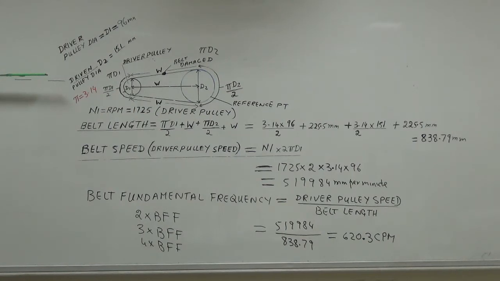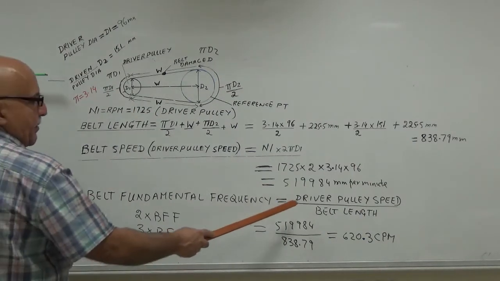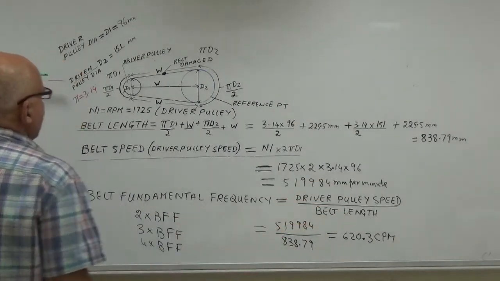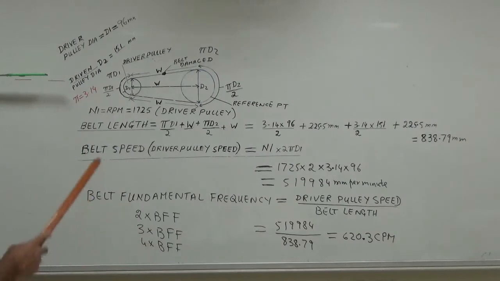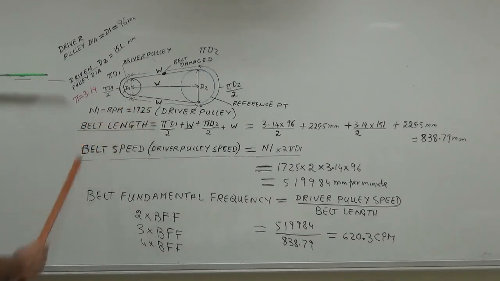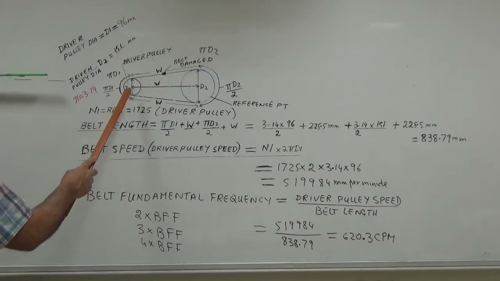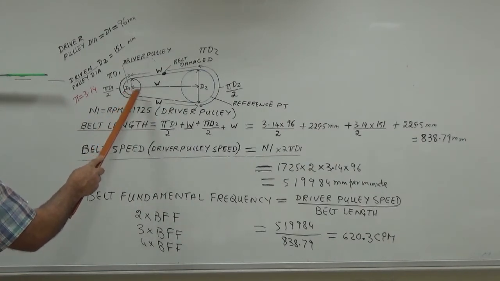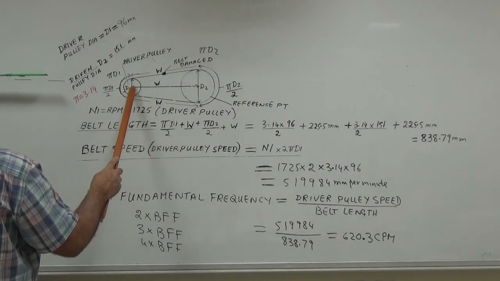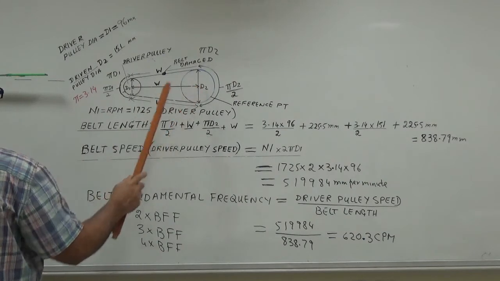The formula is driver pulley speed divided by belt length. So we know the RPM of the driver pulley, that is 1725. Okay, and we can find the diameter of the driver pulley, we can find the diameter of the driven pulley, and we can measure this distance from center to center.